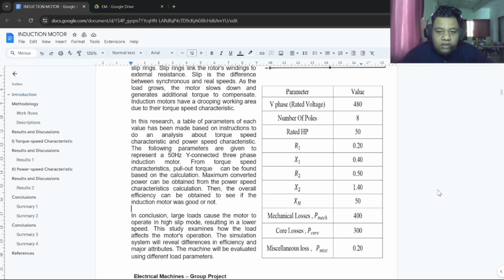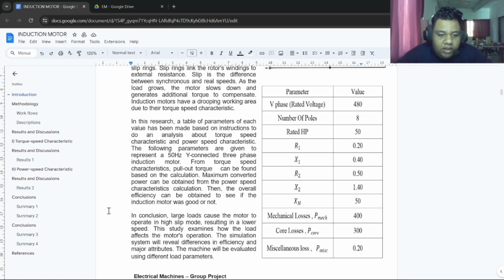For the first parameter, V phase is equal to 480. Number of poles is 8. Rated HP is 50. R1 is equal to 0.2. X1 is 0.4. R2 is 0.5. X2 is 1.4. XM is 50. The mechanical losses are 400. Core losses are 300 and miscellaneous losses are 0.2. The following parameters are given to represent a 50 Hz wye-connected three-phase induction motor.